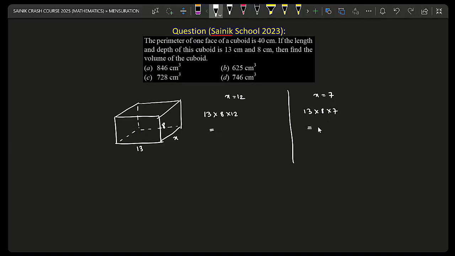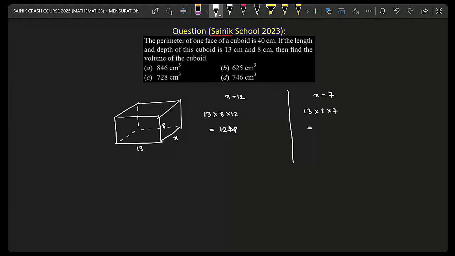What is the first one? Sir, 130 plus 26. Sir, multiply. No, tell me the final answer. Sir, wait for a second. 13 into 8 into 12, what is the final answer? Sir, wait for a second. Okay, okay. Sir, 1248. Okay, what about the second one, the product?